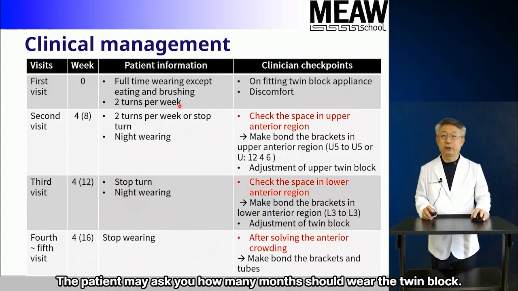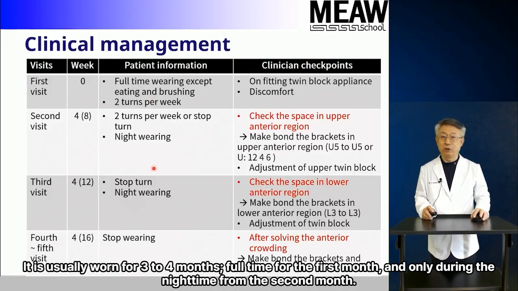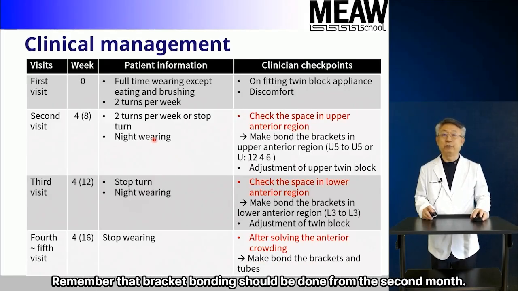The patient may ask you how many months they should wear the twin block. It is usually worn for 3 to 4 months, full-time for the first month, and only during the nighttime from the second month. Remember that bracket bonding should be done from the second month.